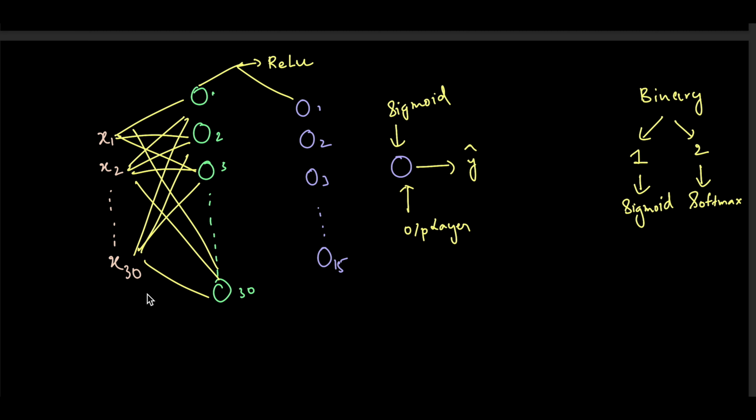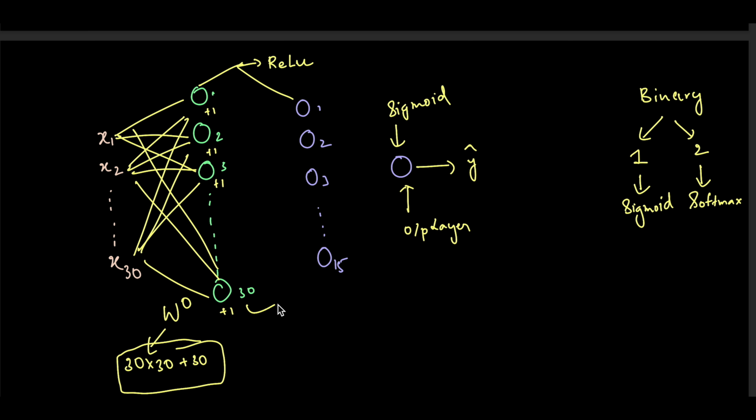Can anyone tell me what will be the total number of weights in W0? It will be 30 into 30. Those are the weights on the connections that we have, plus 30 bias terms, where each bias term corresponds to one neuron in this particular dense layer. Like this, the total number of parameters in W0 will be 30 into 30 plus 30.